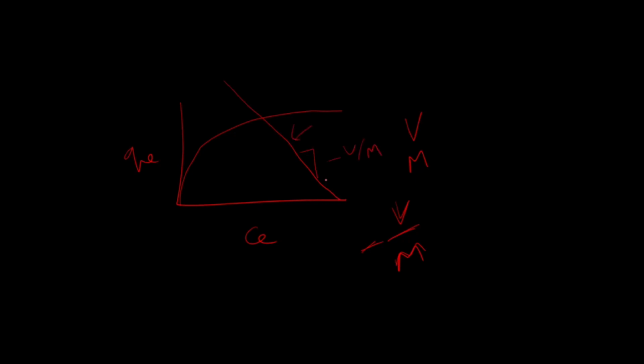You can draw this line starting from any point on the x-axis, from this point, or from this point, or from here. This can be 10 grams per liter, this point can be 40 grams per liter, this point can be 50 grams per liter. You can select any point on this graph, but you have to draw a line. That line is called the operating line, and the slope should be equal to minus V by M. That's what we are going to do using Excel.